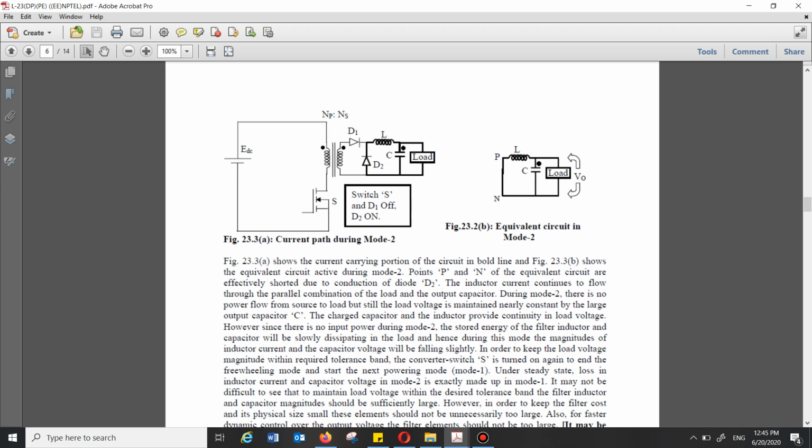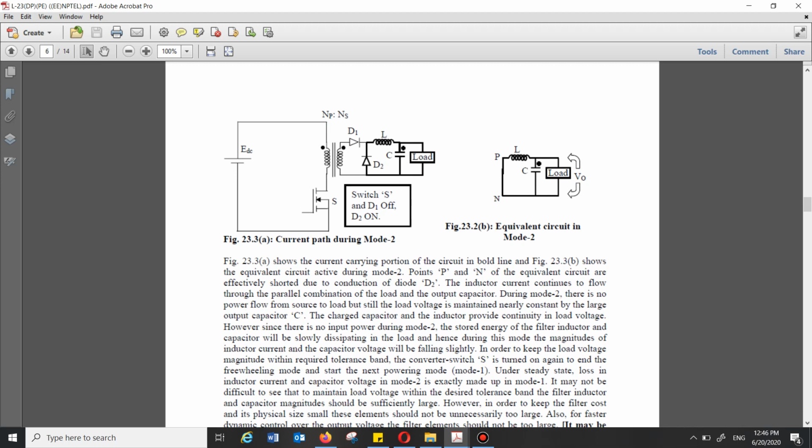That's true. However, there is no input power during mode 2. The stored energy of the filter inductor and capacitor will slowly dissipate in the load. Hence, during this mode, the inductor current and capacitor voltage will be falling slightly. In order to keep the load voltage magnitude within the required tolerance, the switch should be turned on again to end the freewheeling mode and start the next powering cycle, that's mode 1.